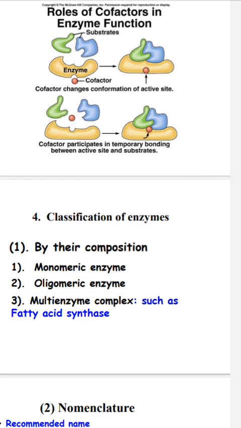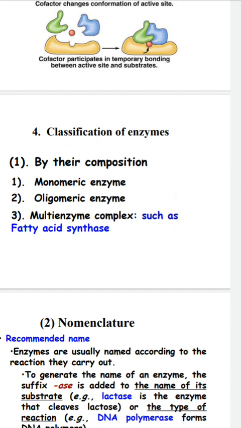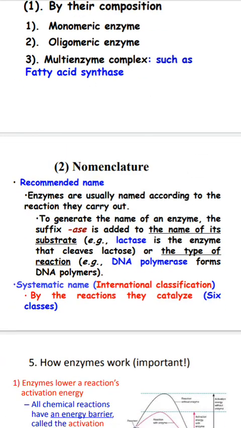And the classification of enzymes is basically on the basis of their composition. First is the monomeric enzyme, second is the oligomeric enzyme, then third is the multi-enzyme complex, such as fatty acid synthase. We know how we name things in chemistry: we give a name to a compound, or we can say we give an IUPAC name for the particular species.